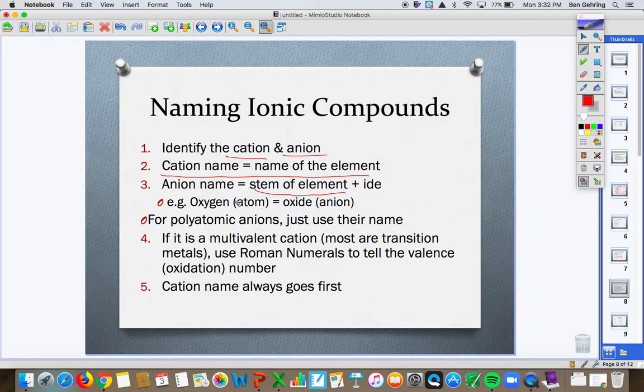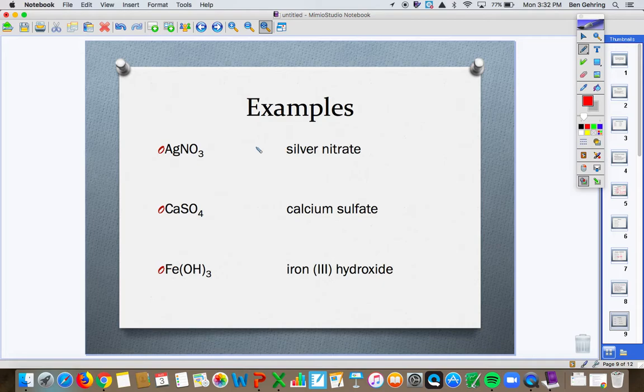All of those. If you have a polyatomic ion, keep it the same. Sulfate stays the same. Chlorate stays the same. Hypobromite stays the same. If it's a multivalent cation, most of these are transition metals, you're going to use Roman numerals to indicate valence or oxidation states. And then the cation name always goes first. We're going to practice a couple, and I'll give you some that you can try on your own.